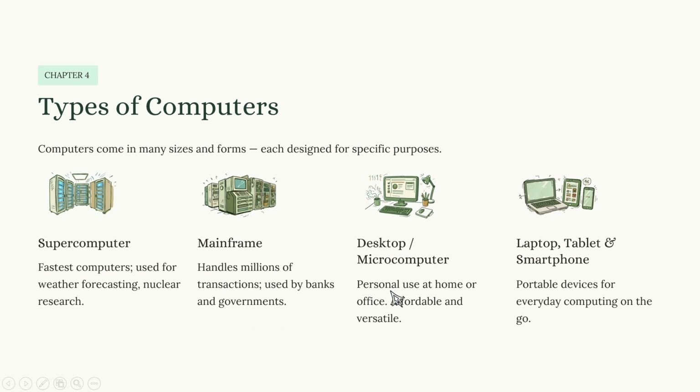Desktop computers are personal computers used at homes, schools, and offices for everyday tasks. Portable devices such as laptops, tablets, and smartphones allow users to perform computing tasks while moving from one place to another. Although these computers differ in size and power, they all follow the same basic principle of input, processing, output, and storage. Computers have several important characteristics.